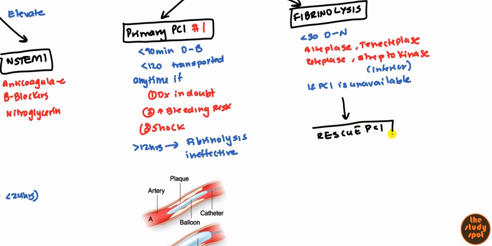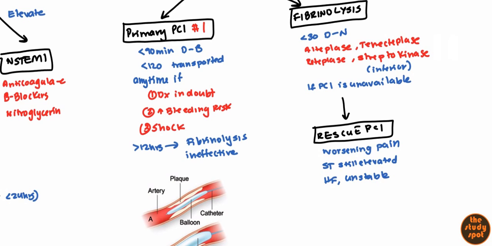So rescue PCI. If fibrinolysis doesn't work, you have to do something called a rescue PCI. When do you do this? This is if the patient has worsening pain even though they've been treated, if they still have ST elevation after the fibrinolysis, if they go into heart failure, or if they become suddenly unstable. Then what you want to do is called a rescue PCI, where you just go back to the PCI. By the way, this is also less than 12 hours.